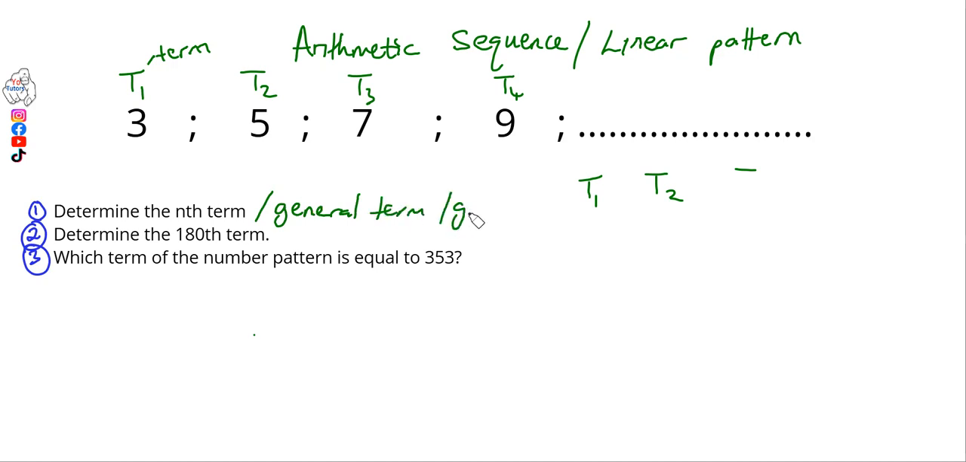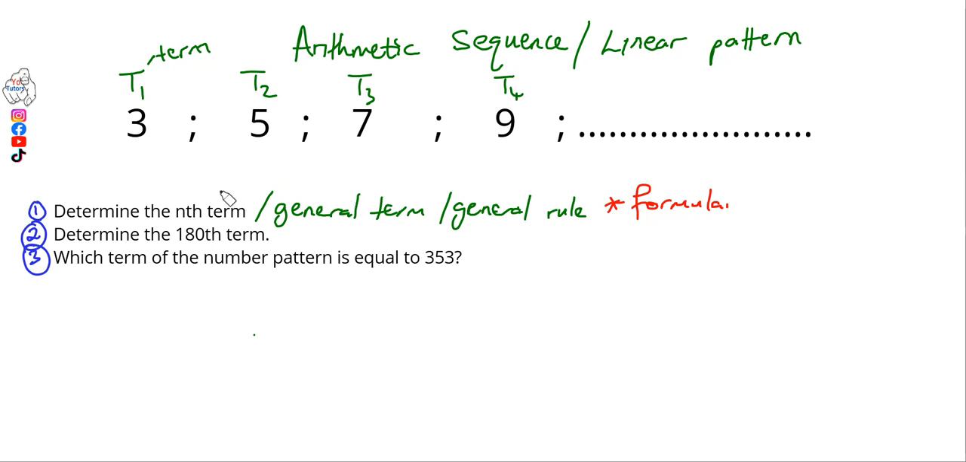or general rule. So if they ask you to determine the nth term, they're asking about the general term or the general rule. What is this? This is the formula. So it refers to the formula that we can use to determine any term in this sequence.